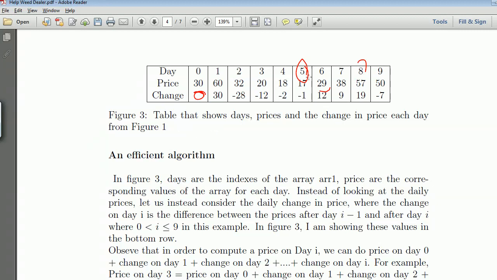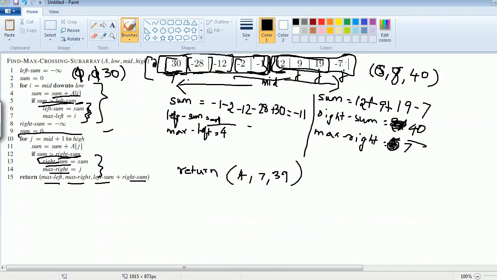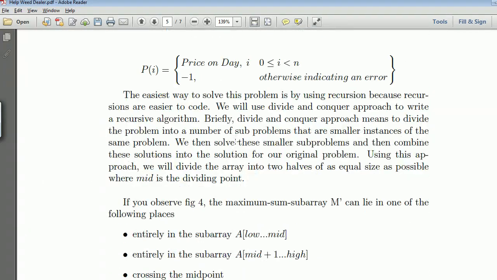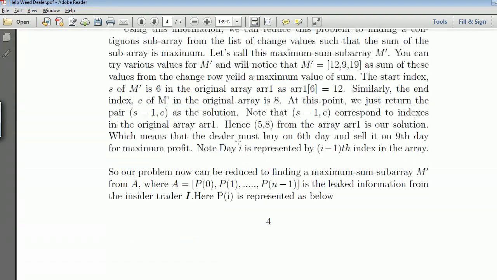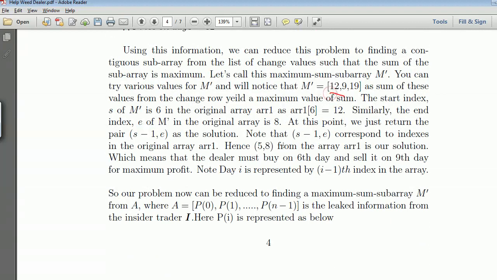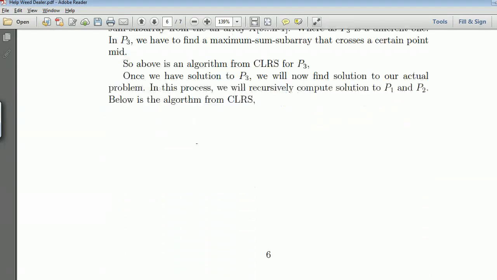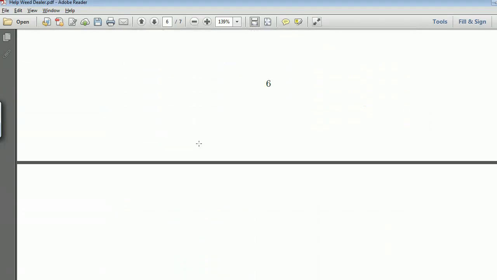Okay, so with that in place, we will return 5 and 8 as the solution, because remember we said we are going to return s minus 1 comma e. So we will return 6 minus 1 comma e as the solution. So the dealer must buy it on 5th day and sell it on 8th day for the maximum profit.